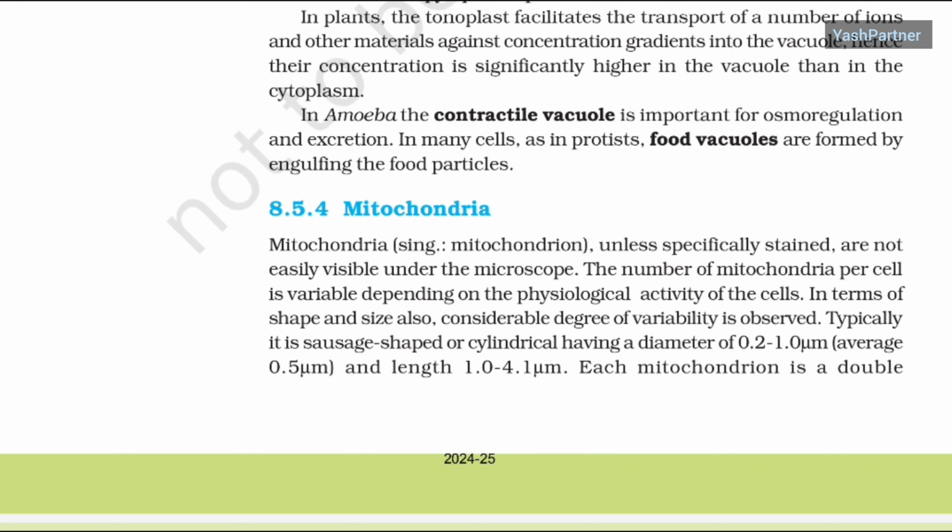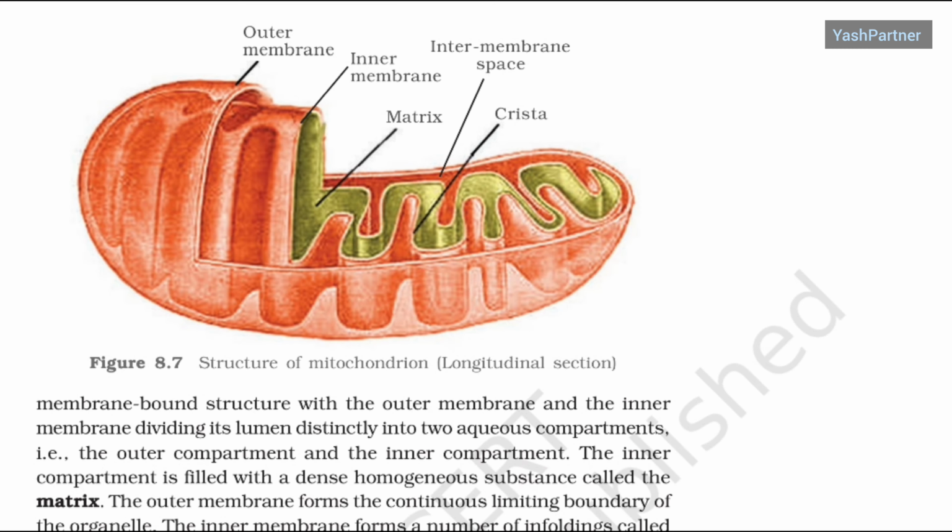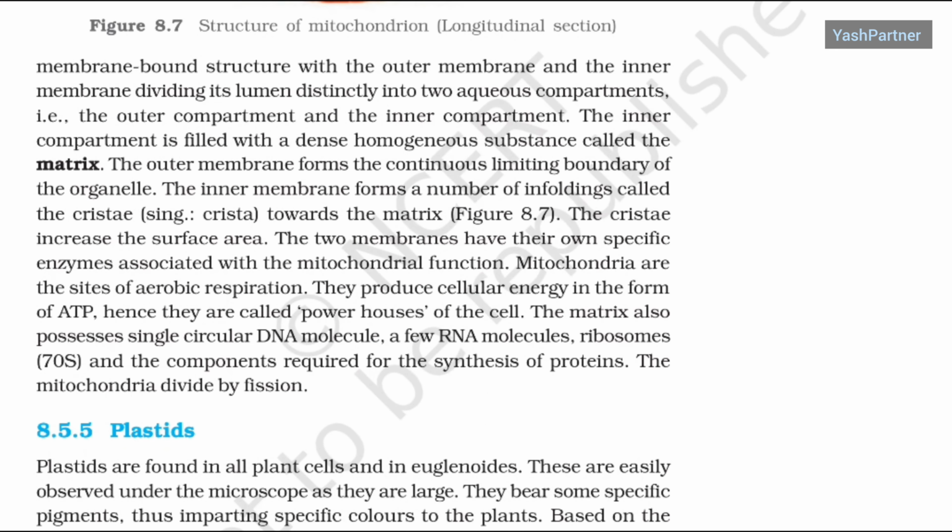to 4.1 micrometer. Each mitochondrion is a double membrane-bound structure with the outer membrane and the inner membrane dividing its lumen distinctly into two aqueous compartments, that is, the outer compartment and the inner compartment. The inner compartment is filled with a dense homogeneous substance called the matrix. The outer membrane forms the continuous limiting boundary of the organelle. The inner membrane forms a number of infoldings called the cristae, singular crista, towards the matrix, figure 8.7. The cristae increase the surface area.